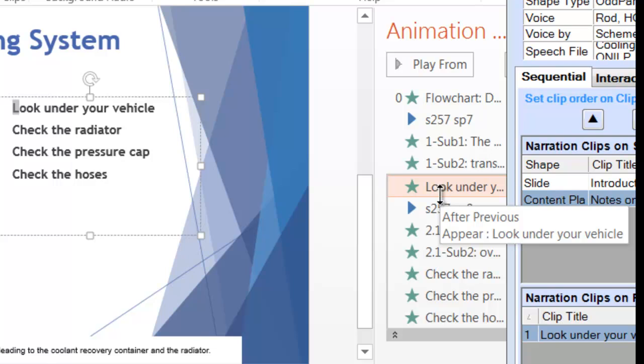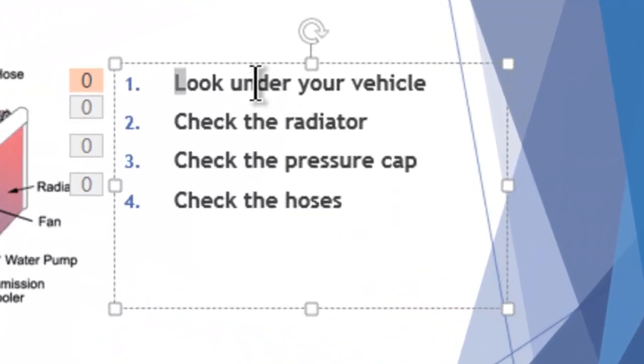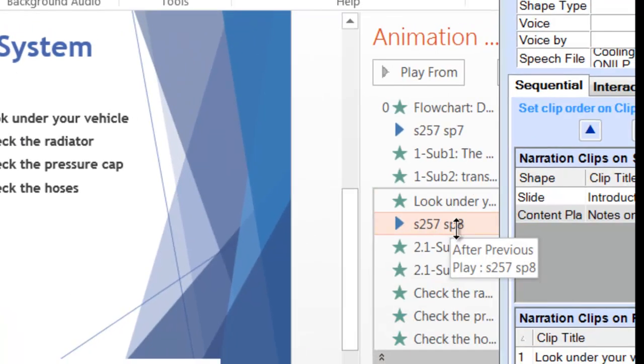Let's look at the components of the narration. The first effect is the appear animation effect for the text bullet. If no animation effect exists, SpeechOver creates it. The second effect is the narration media effect. It follows immediately after the appear effect for the text bullet. This causes the narration to be synced with the appearance of the text bullet.